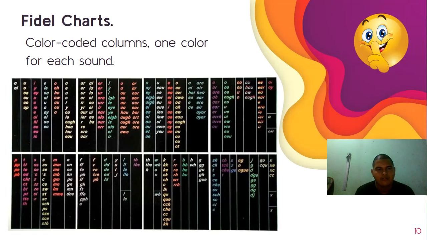The Fidel chart has color-coded columns, one color for each sound. As we saw in this method, colors are very helpful. The colors help the student to improve their spelling by saying one phoneme. They already know the sounds that they learned in the language. So the teacher points to one sound, and then the teacher could write the different spellings that this sound has in the target language.